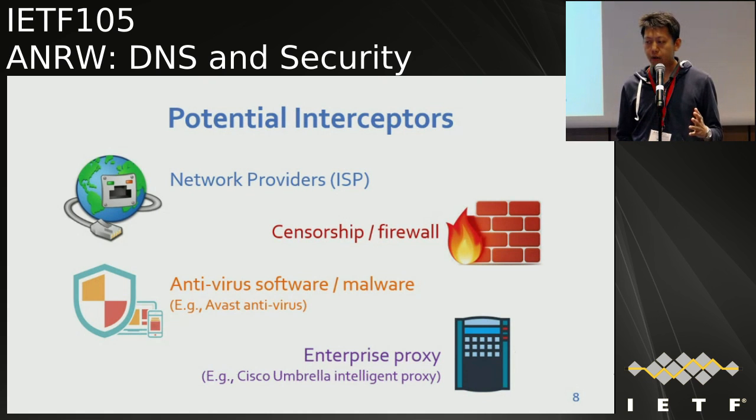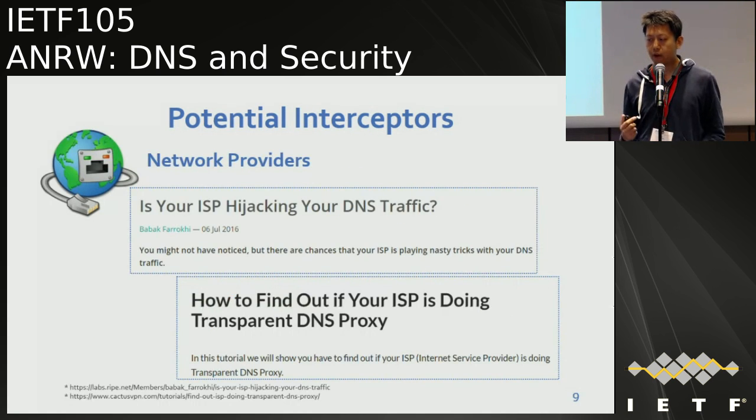We found that there are four types of potential interceptors doing this. Network provider, the ISP, is only one of them. Censorship firewalls are also doing that, and there have already been some reports talking about that. Antivirus software and malware do that, and also enterprise proxies. As an example, for the ISP, we found there have been some reports and news about these practices. Actually, this type of middlebox is named a transparent DNS proxy by those parties, so it's kind of known to the community. But in this work, we try to do a large scale, more comprehensive analysis instead of individual news reports. That's the main contribution of this work.